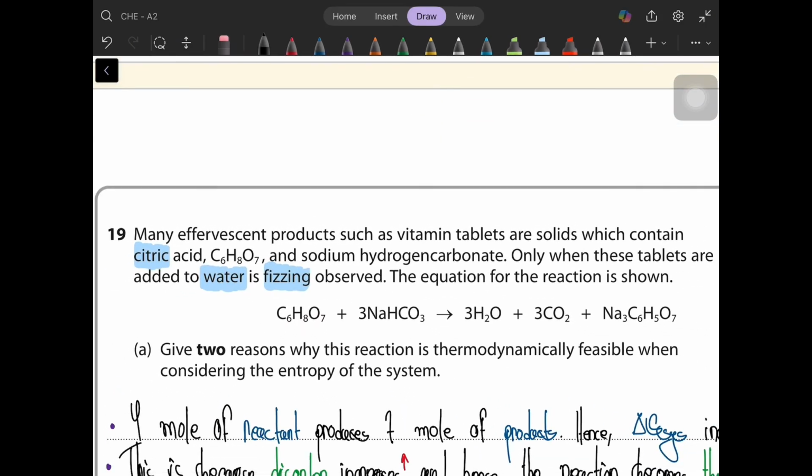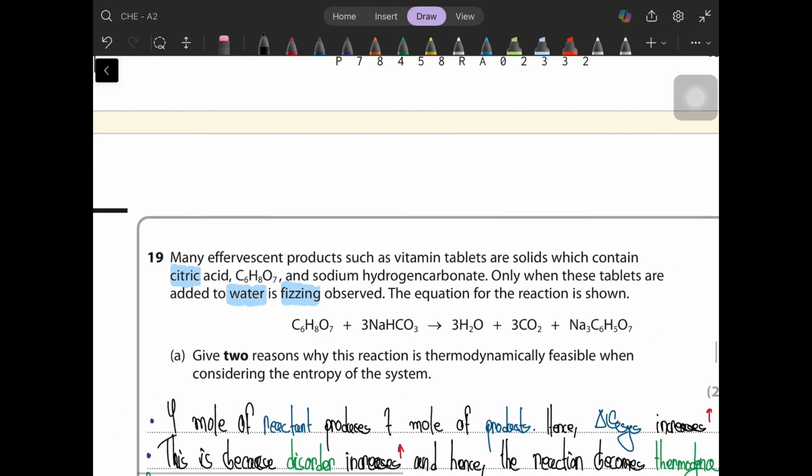All right, this question is from energetics, a basic one. Okay, many effervescent products such as vitamin tablets are solids which contain citric acid, and this is the formula, and sodium hydrogen carbonate. Only when the tablets are added to water is fizzing observed, right? Fizzing is due to the carbon dioxide being produced. The equation for the reaction is shown. This reacts to form this. Give two reasons why this reaction is thermodynamically feasible.